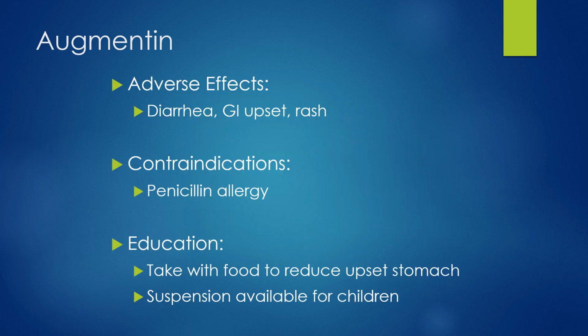The main side effects of Augmentin include diarrhea, GI upset, and rash. It's contraindicated in patients that have penicillin allergies due to the fact that amoxicillin is within the same class of penicillin. For patients, it is important that they take the medication with food in order to reduce upset stomach, and there's also a suspension available for children.